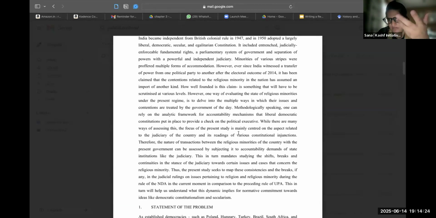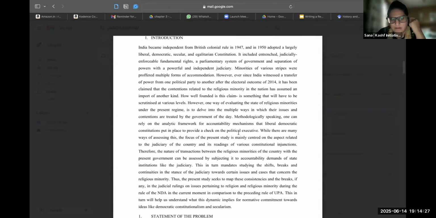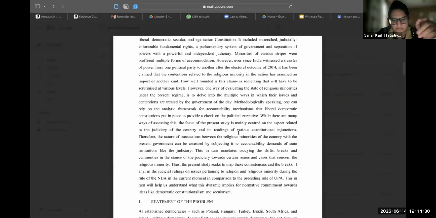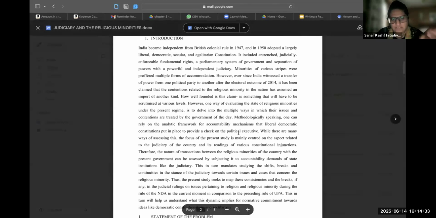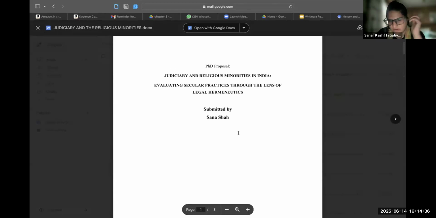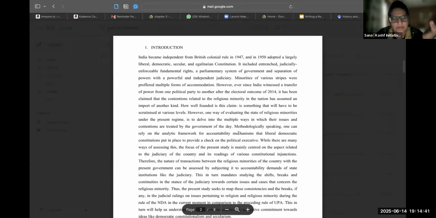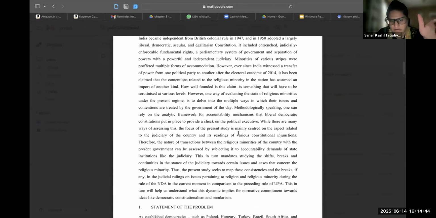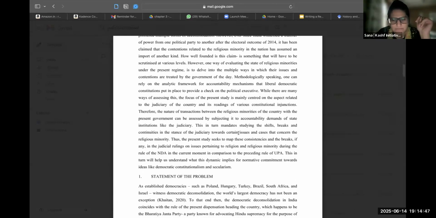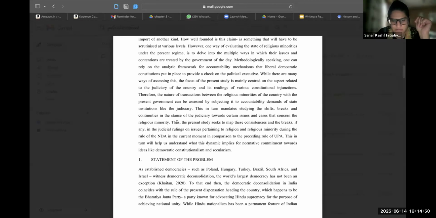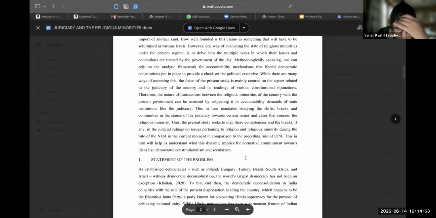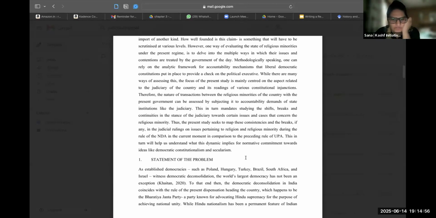You can see this is before the entrance. We have to submit the first draft of the proposal after the entrance, right? A very short introduction in which I've simply stated that I was trying to study judiciary and religious minorities, evaluating secular practices through the lens of legal hermeneutics, and I've quickly given whatever I wanted to study here in the introduction, right? As you can see, the last line of the introduction: the study seeks to map these inconsistencies and breaks, if any, in the judicial rulings on issues pertaining to religion and religious minority during the rule of ND and the current moment in comparison to the rule of UPA. So I was comparing the ND and UPA regime here.